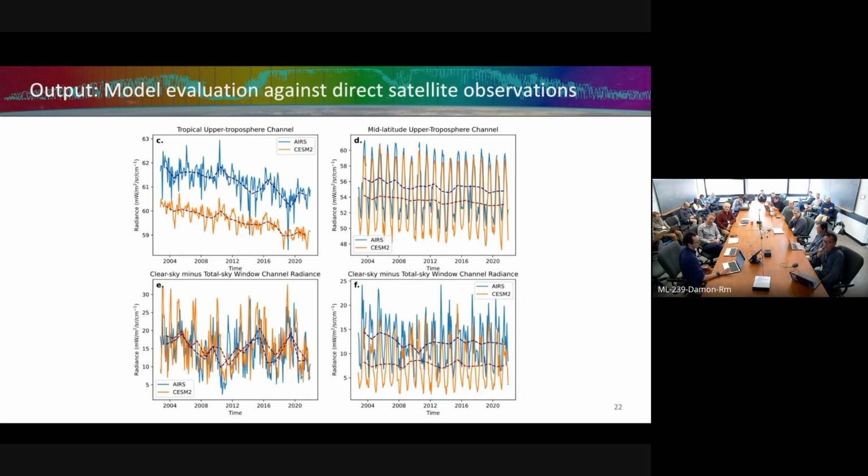Now we can also apply that to the metric for clouds. We can see that in the tropical region, the clouds are captured really well by CSM2, but in that mid-latitude region, there appear to be not enough clouds in CSM2. So the idea is that we can do all of our typical evaluation in this space.